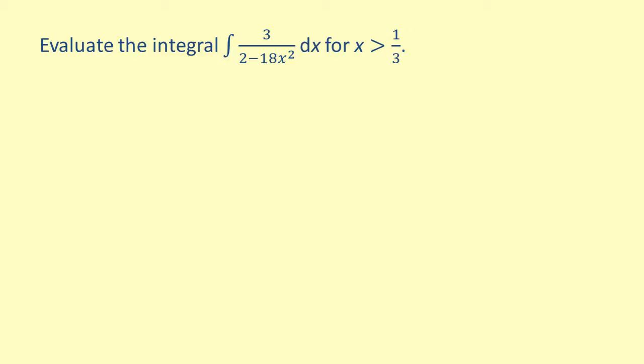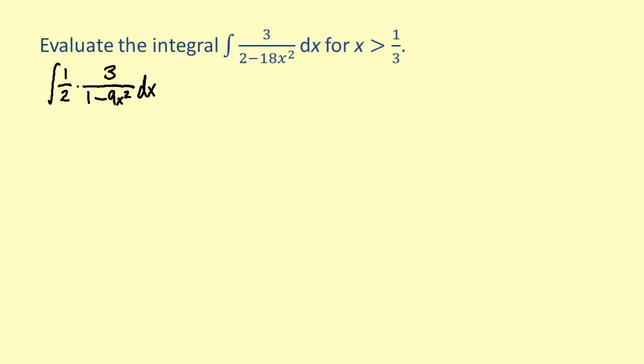Here we are asked to integrate 3 over 2 minus 18x squared dx for x greater than 1/3. This is not in any form we know how to integrate, but let's see if we can manipulate it to turn it into something that looks familiar. First, notice that there is a common factor of 2 in the denominator, so let's factor that out. That gives us the integral of 1/2 times 3 over 1 minus 9x squared dx.